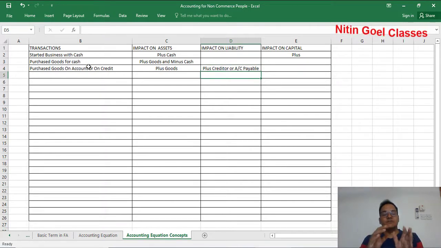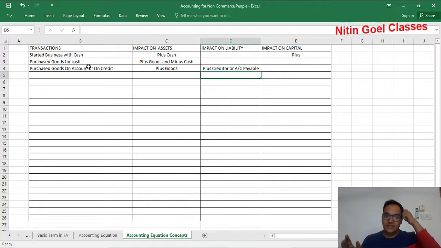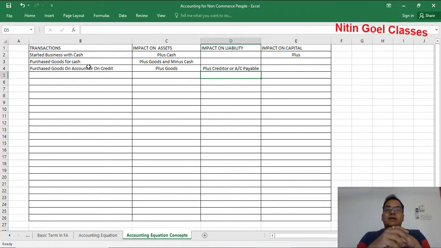This way you have to just simply go ahead with each and every transaction, and after that the golden rule is that after each and every transaction the assets will always be equal to liabilities. There is no compromise on this part.